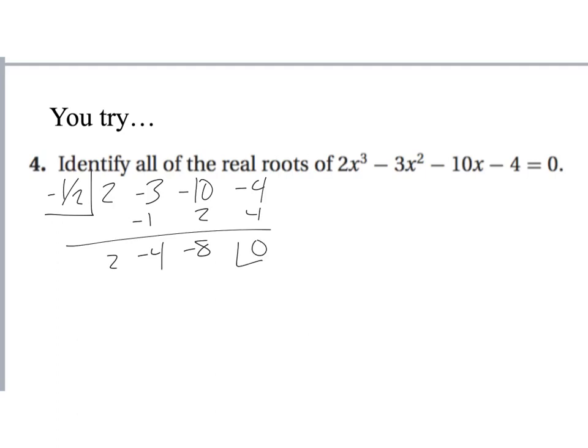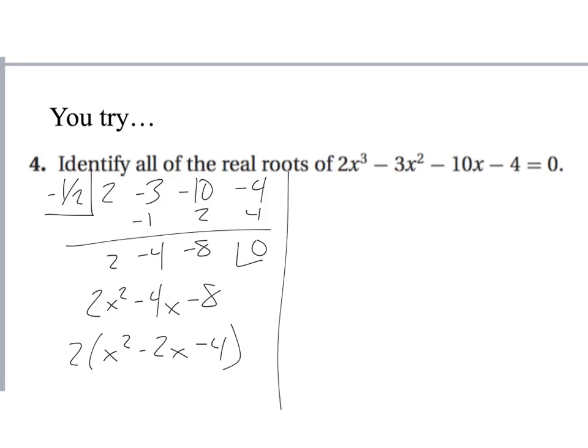And so I have a quadratic that again has a greatest common factor. So 2x squared minus 4x minus 8 is what I have left. We'll pull a 2 out. X squared minus 2x minus 4. Again, non-factorable, so I'm going to have to go to quadratic formula. A is 1, B is negative 2, and C is negative 4.